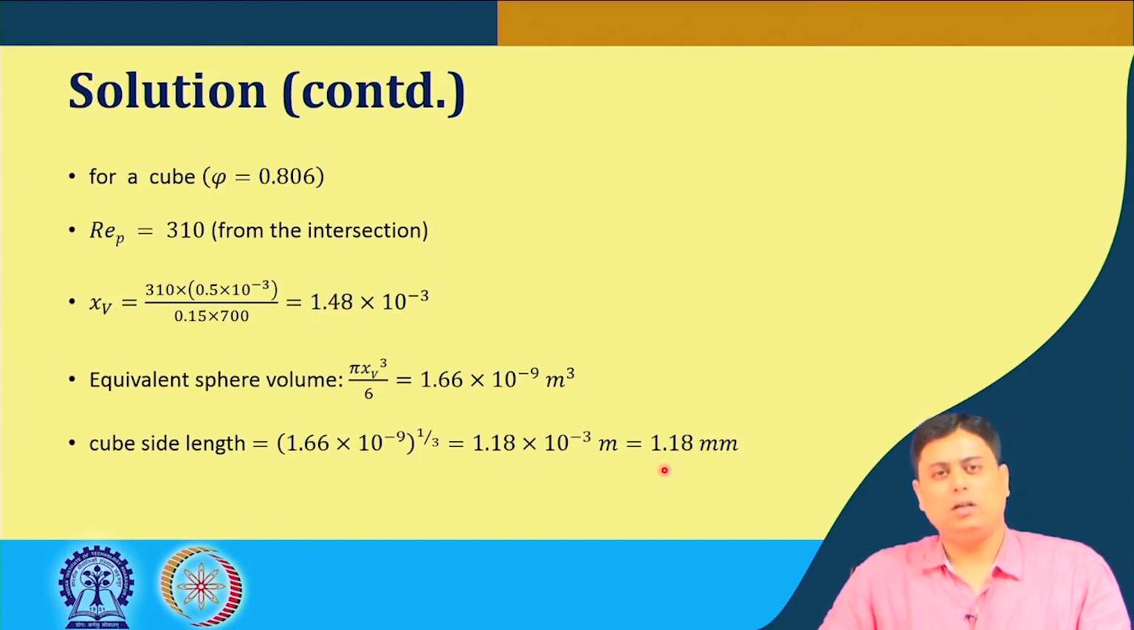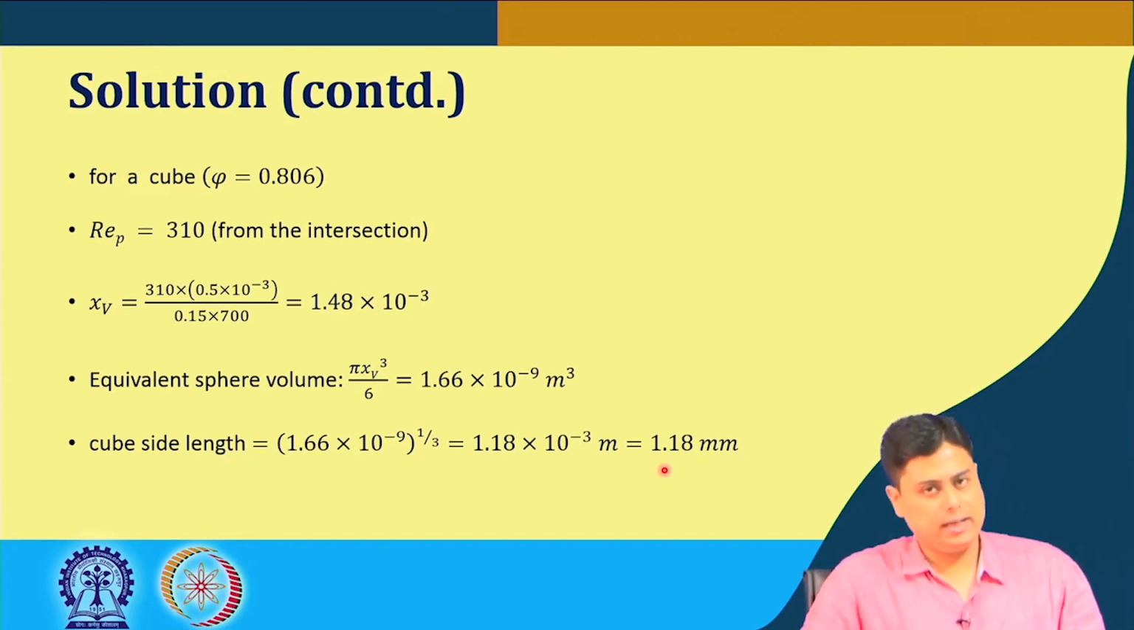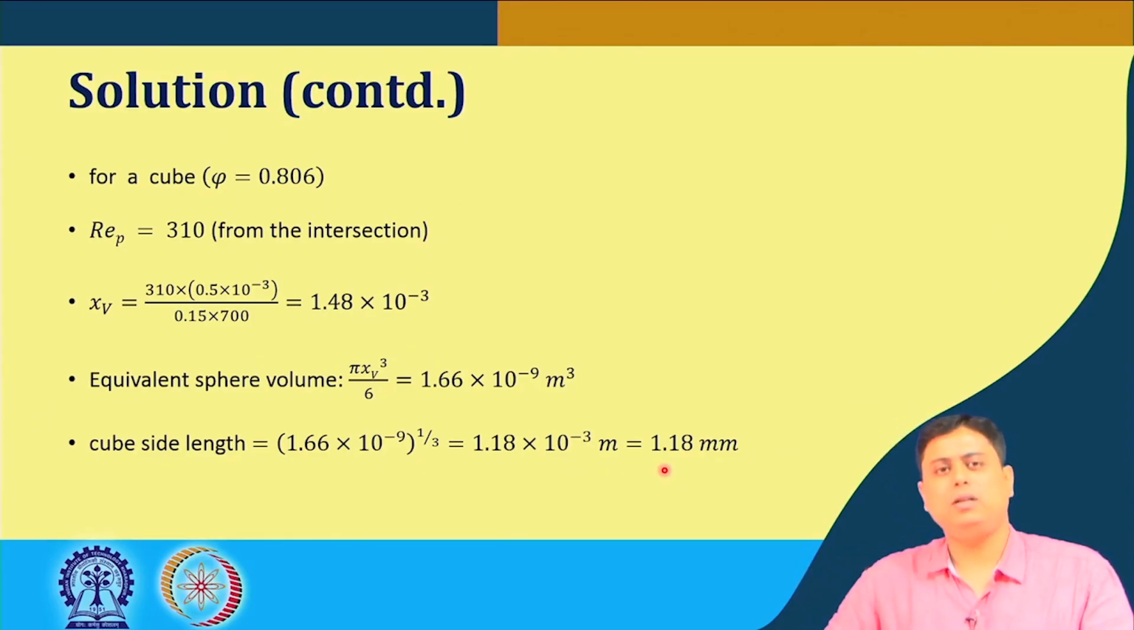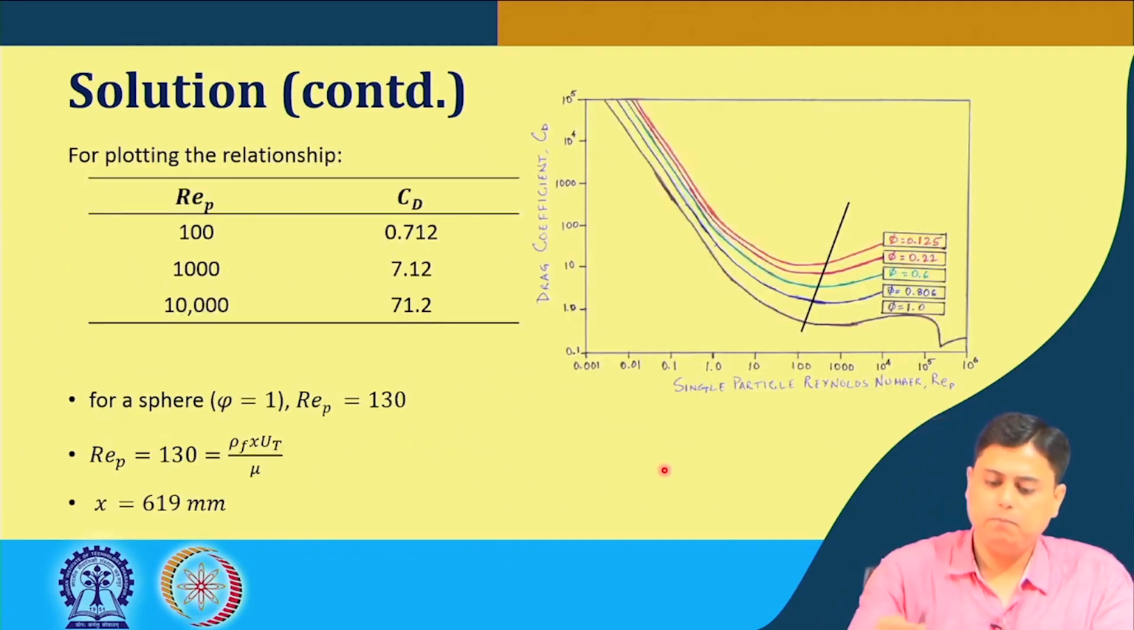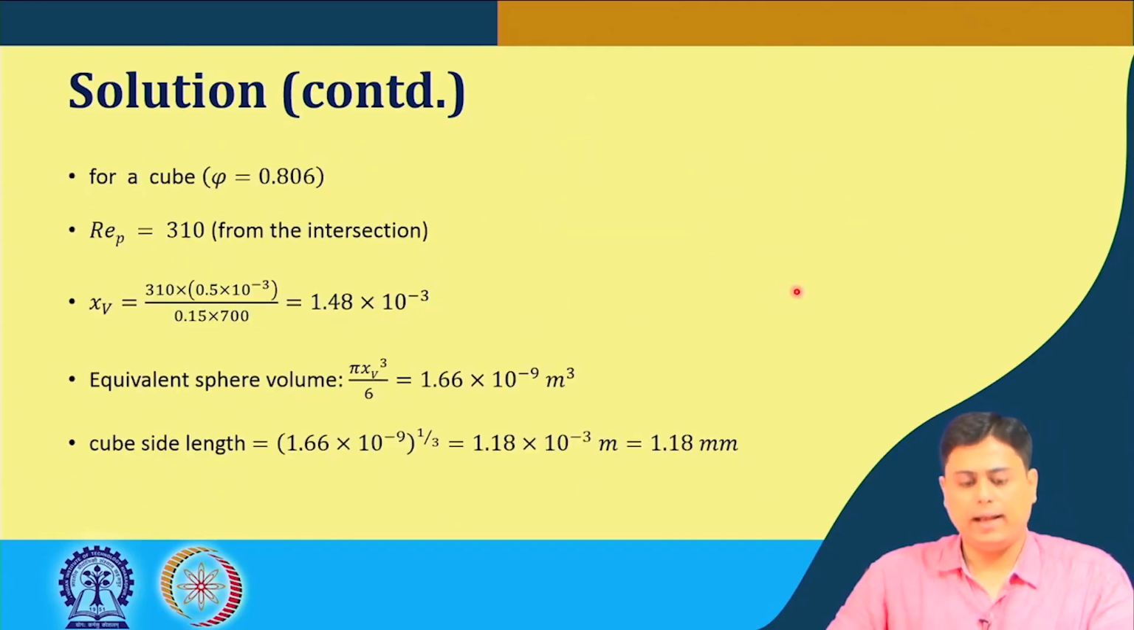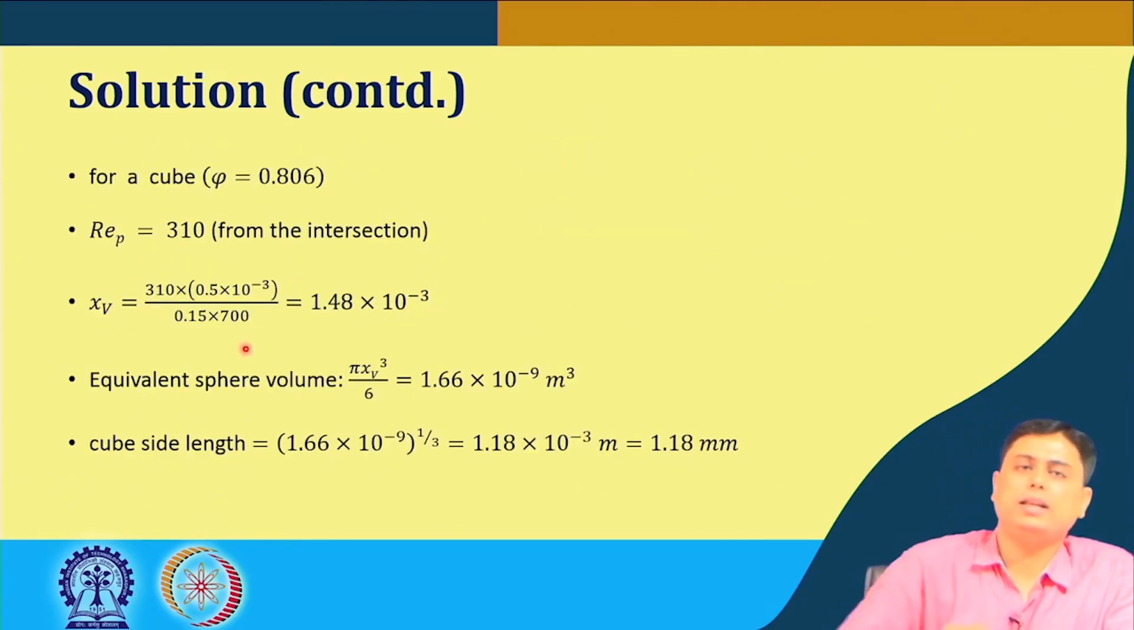I hope it is clear how we have calculated the side length of a cube. Since this is the same material, the same fluid, settling at the same terminal velocity, the CD by REP expression remains the same. It intersects the drag curves of different sphericity values at different points of REP. We initially find out the sphericity of the object we are calculating. In this case, it is a cube shaped particle, so it has a sphericity of 0.806. This CD versus REP line intersects the 0.806 curve at 310, which is here, and then we equate that with the REP expression.